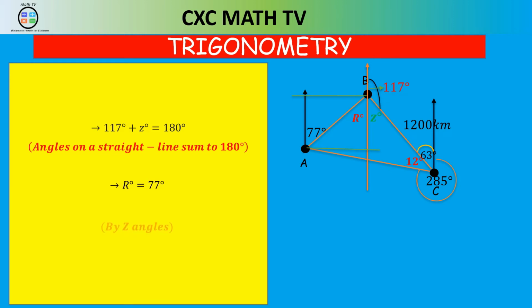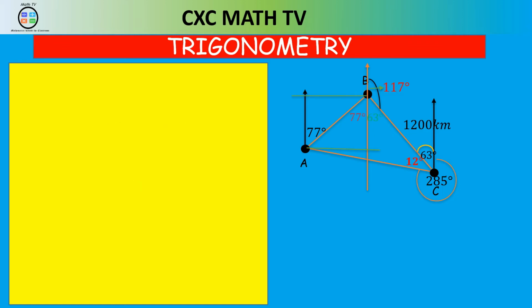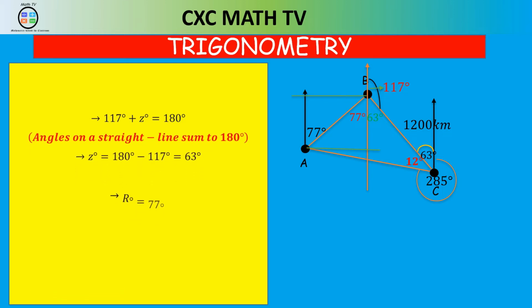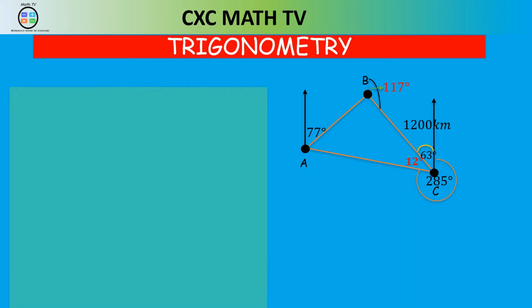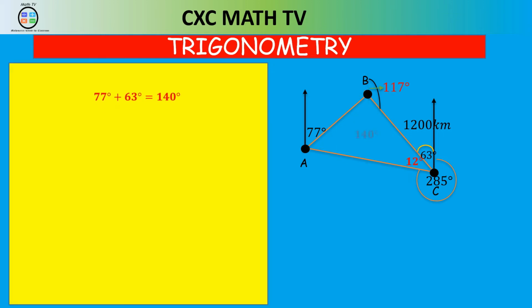So when we input our Z, we're really nice. So now we can replace them with 77 and 63. But notice that the 77 and the 63, if you add those two angles, that will give us the angle at B. And so the angle at B is 140 degrees. Cool.